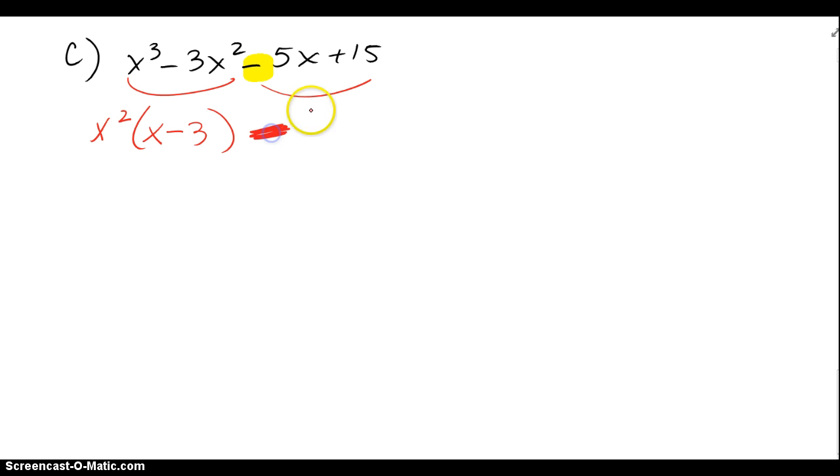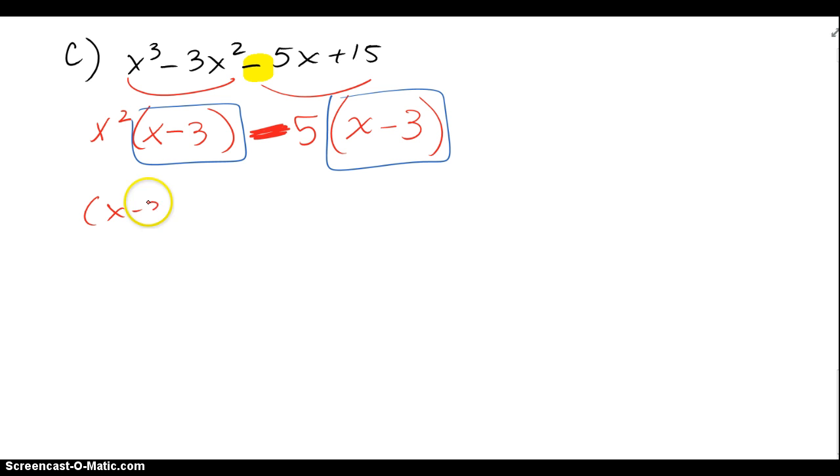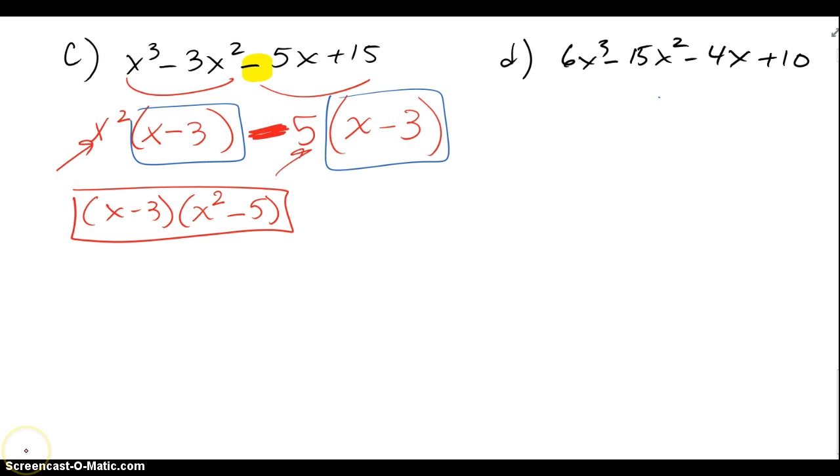I'll make it bold, and that'll be a negative 5 I'm going to pull out of the 2. That's going to leave me with negative 5 divided by negative 5, which is a positive 1, x, and then positive 15 divided by negative 5 is actually a minus 3. So the signs switched. Now I have the big binomial x minus 3 that they both have in common. That's going to be pulled out as the GCF, and I got left in the second binomial x squared minus 5. Okay, let's look at part D.